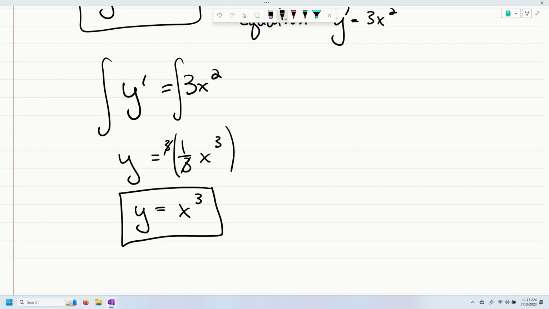But there's a little bit more going on in this. Hopefully you're sitting there saying, well, what happened to the plus c? We will worry about that later. For now, I just want us to be able to recognize when we have a differential equation and when we don't have a differential equation.